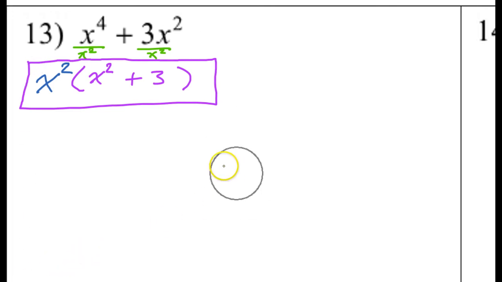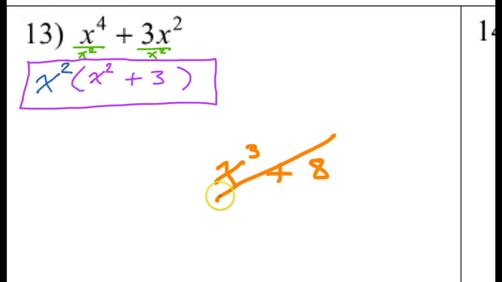Would it confuse you if I mentioned that there is such a thing as the sum and difference of two cubes? Alright, and you can factor this, but that is beyond the scope of this course. So that's something that you're going to learn about in a future course.